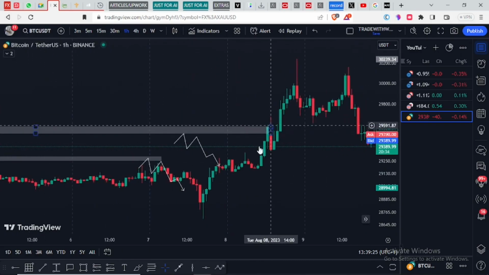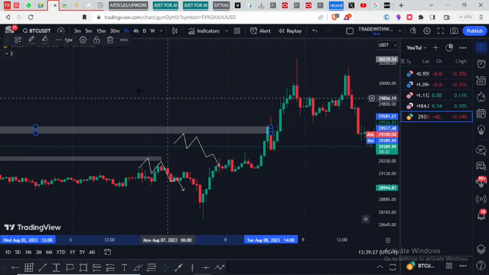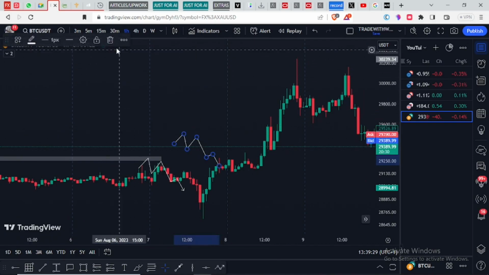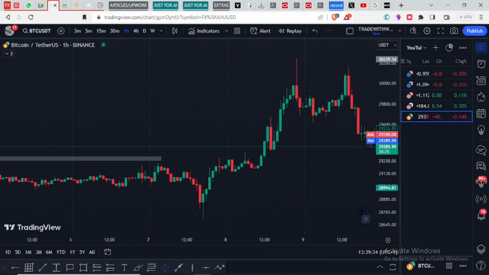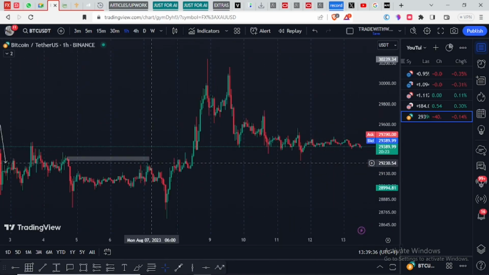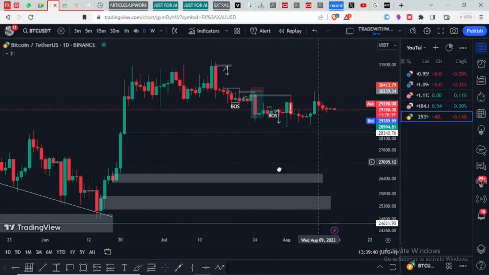Let's focus on our analysis. This didn't play out from last week, so I'm going to delete it. Let me delete everything I have here. So you can see now price is still ranging. Let's go to the daily time frame and see what we have.